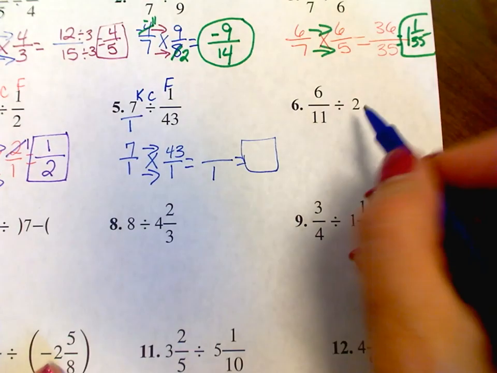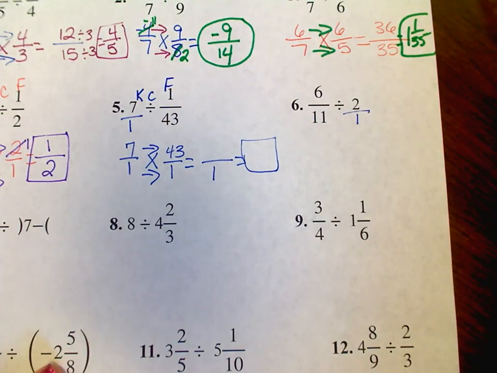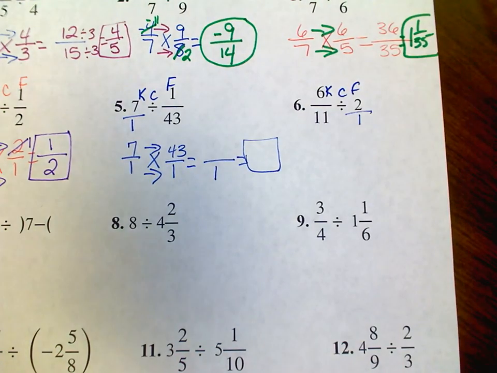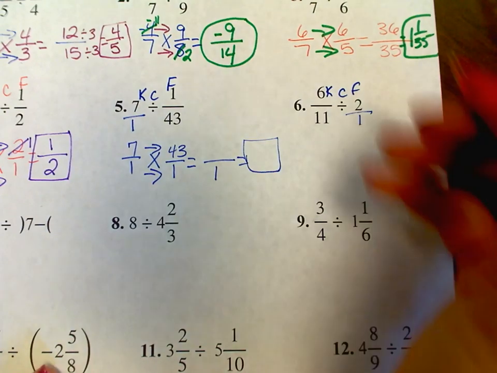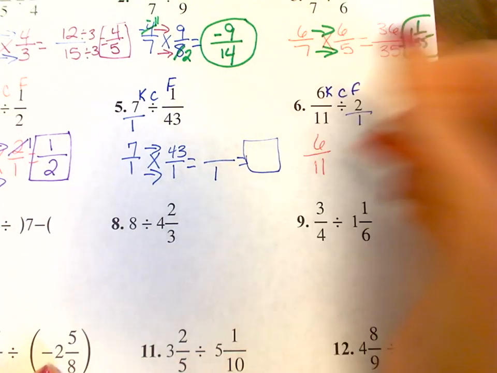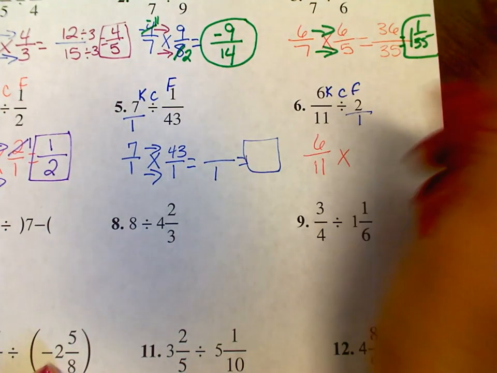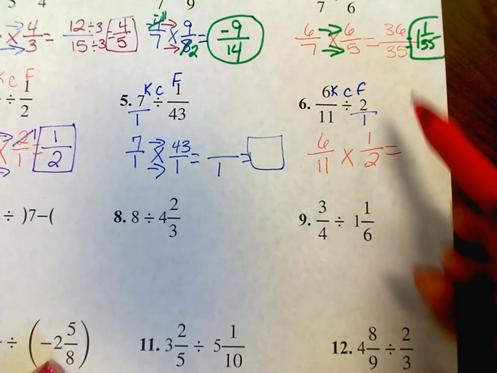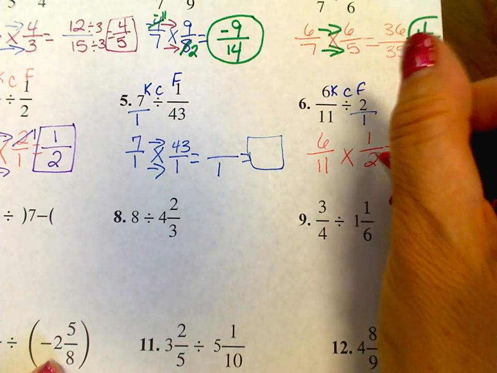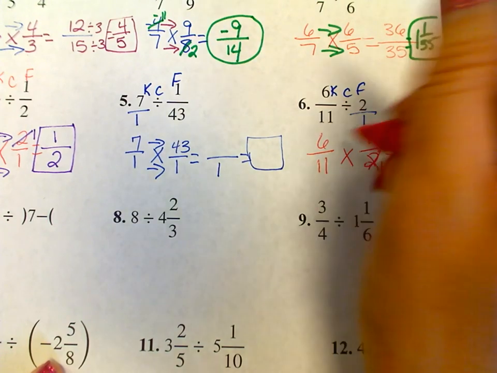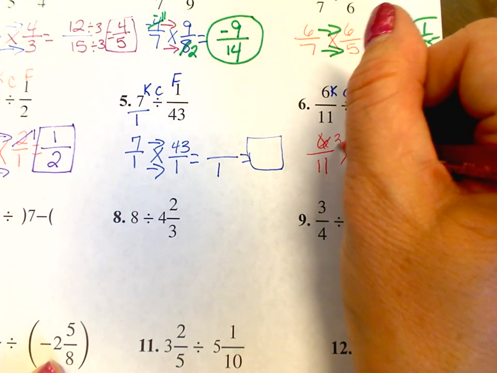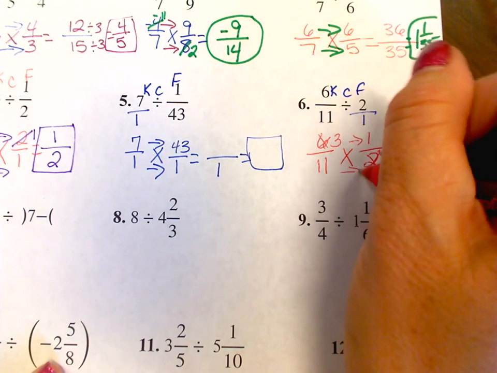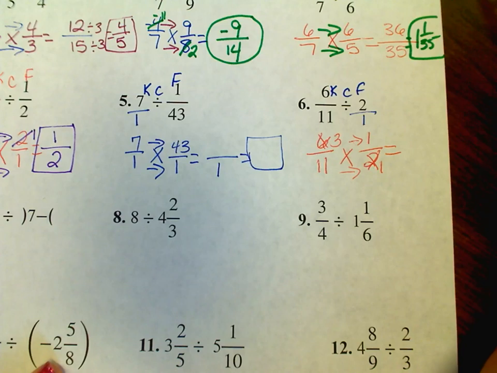Number 6. I want you to write keep, change, flip. You're going to keep 6/11, change your sign, 1/2. 6 and 2 can reduce. 2 goes into 2 once. 2 goes into 6 3 times. Multiply across, and you'll have your answer.